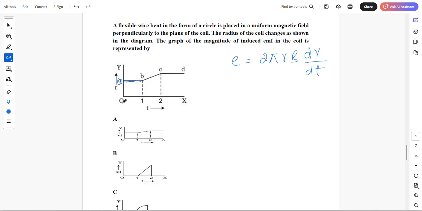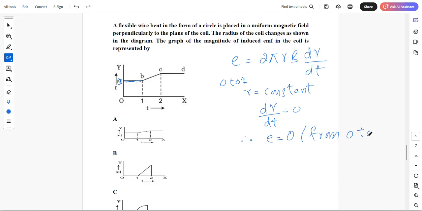You just observe between 0 and 1. Between 0 and 1, r is what? Constant. What is the differentiation of a constant? dr by dt is equal to 0. Therefore E is also 0. That is from 0 to 1.